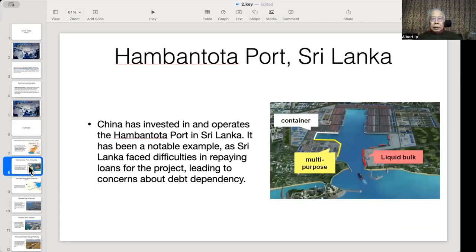The next one is the port in Sri Lanka. It has a liquid bulk port which will be used to transport mainly, again, oil, and also a multi-purpose port there.